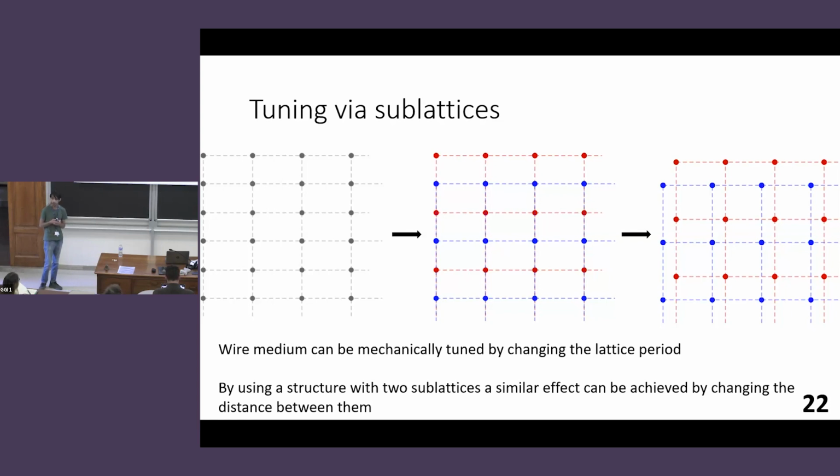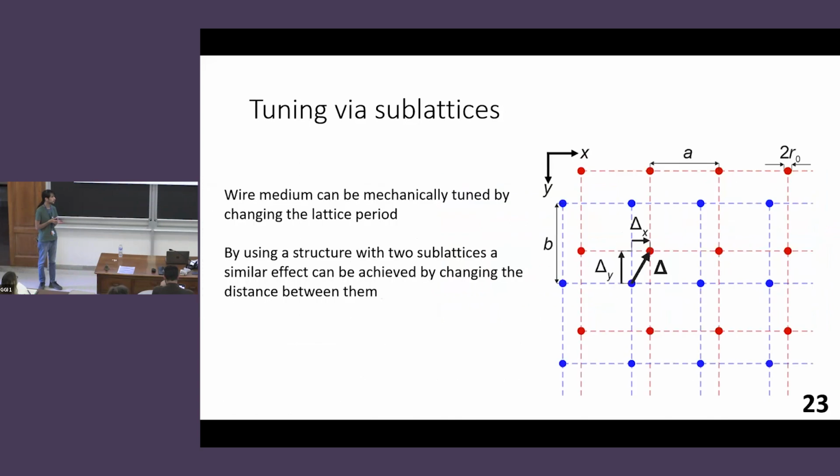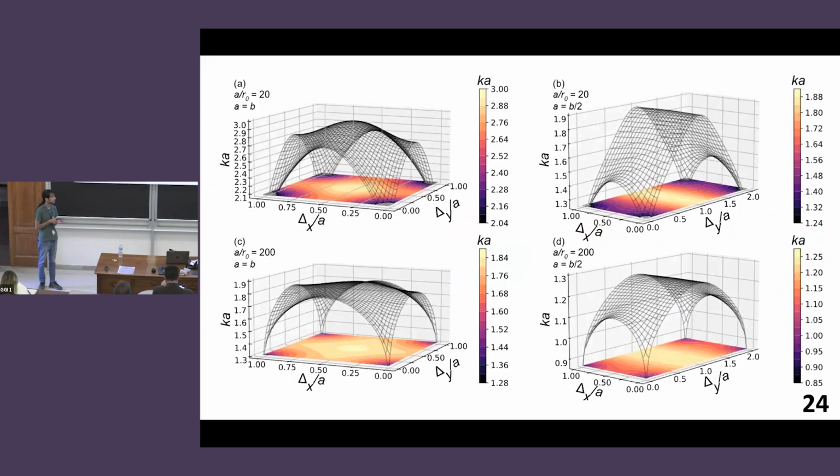So what we ended up doing instead is something like this. Basically splitting a single lattice of a wire medium into two sublattices, and then moving one in relation to the other. So if I now characterize the two sublattices as having periods A and B, and being moved away from each other by this vector delta, the dependence of the plasma frequency on this vector looks something like this.